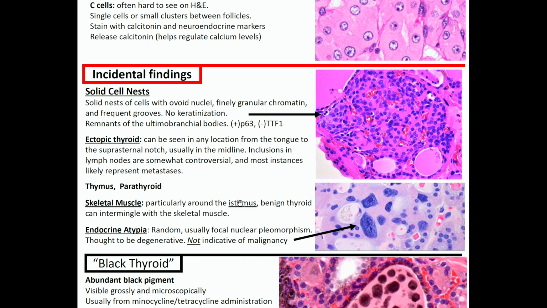You can also have endocrine atypia, which is random and usually focal nuclear pleomorphism, as we see here in this image. Pleomorphism referring to the shape of the cells, and you can see this is much larger than some of the adjacent cells. And endocrine atypia is thought to be a degenerative process and not indicative of malignancy.